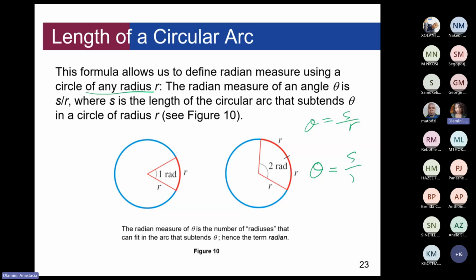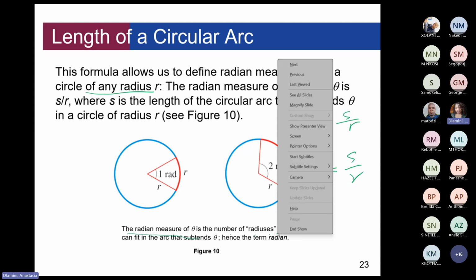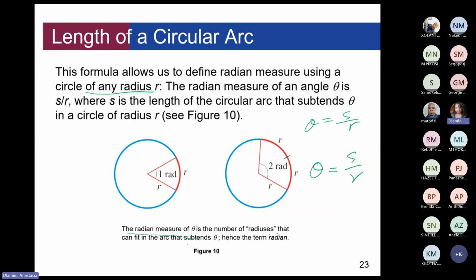So that formula allows us to get the r. Now, the radian measure of the angle theta is S over r, where S is the length of the circular arc that subtends theta in the circle. Now, remember when I was talking about radiuses? Now they say the radian measure of theta is the number of radiuses, or radii, that you can fit in the arc that subtends theta.